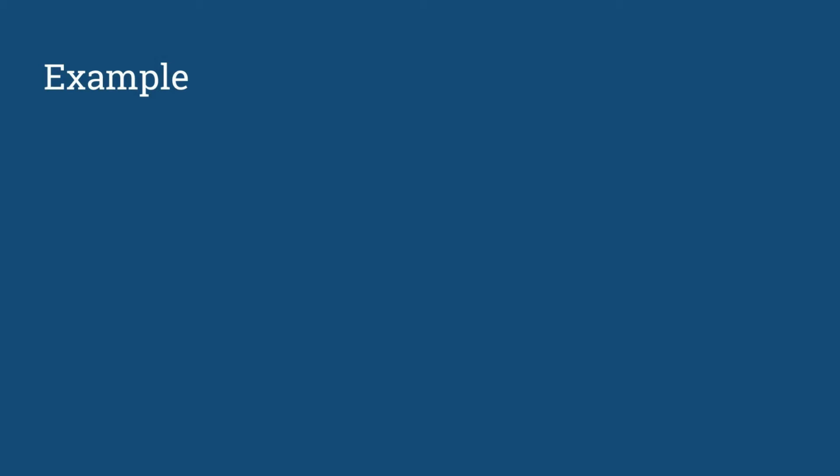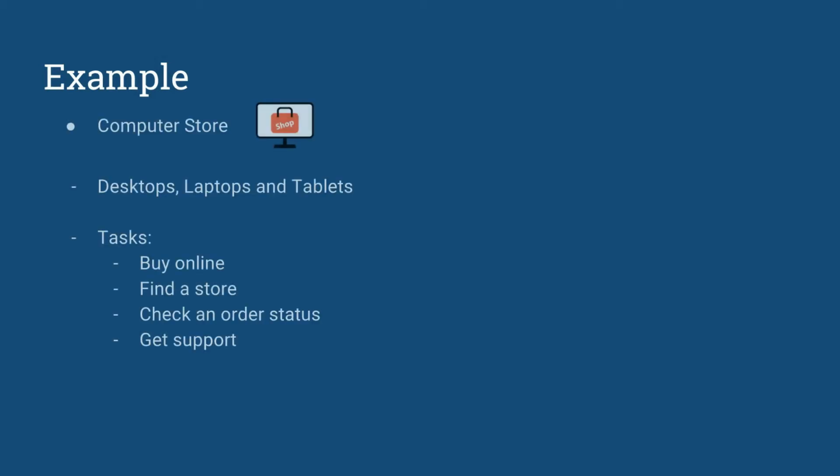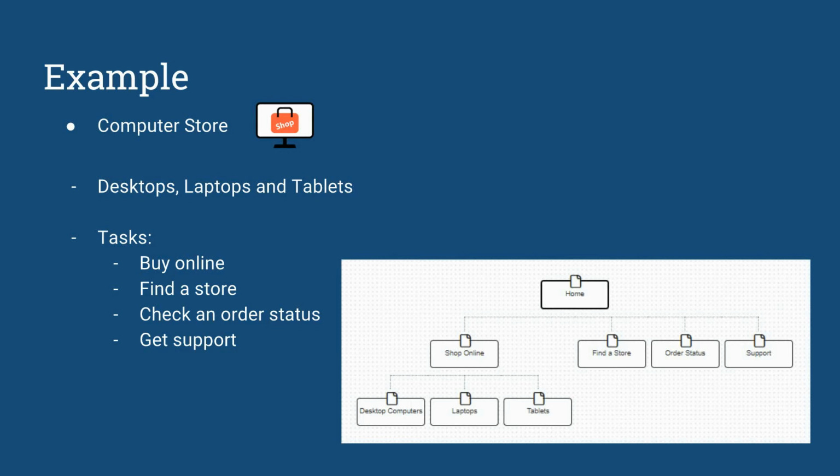Let's take, for example, a proposed content organization for a given fictional computer store. The products sold on this computer store website are organized around three main groups: desktops, laptops, and tablets. To facilitate the visualization of the proposed content organization for this website, we will make use of a visual sitemap.